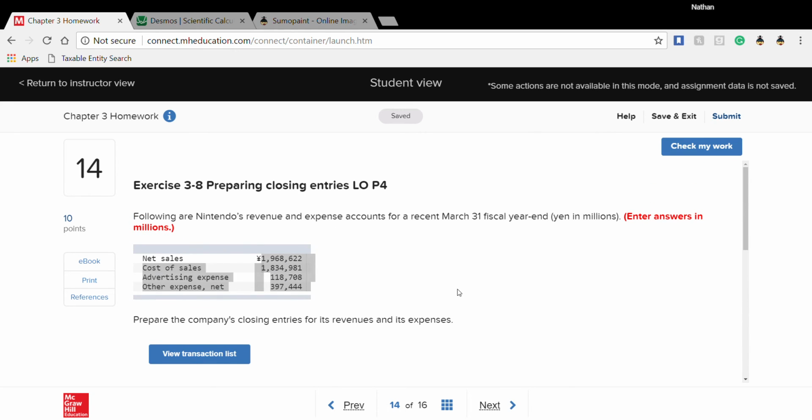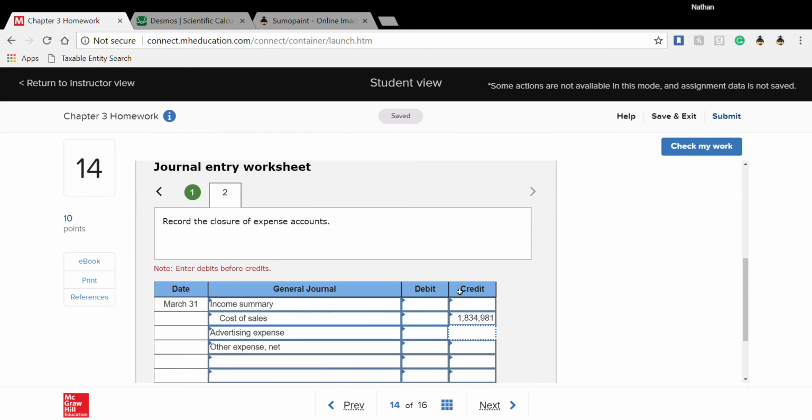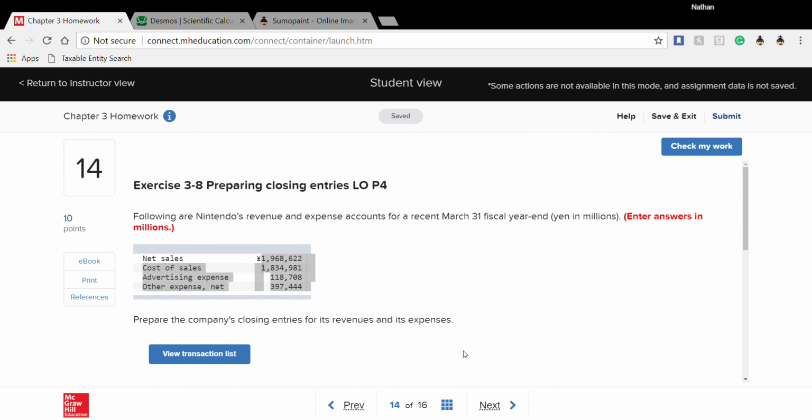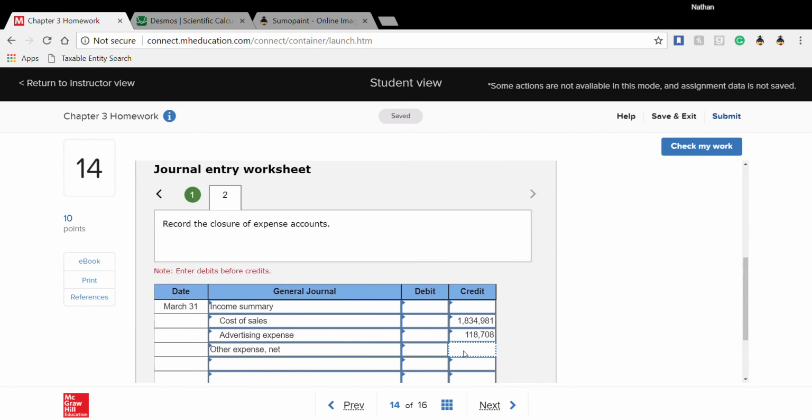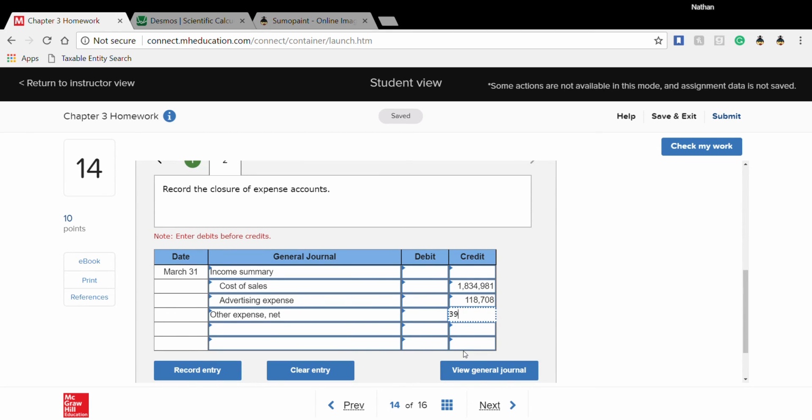Advertising expense is 118,708. Office expense is 397,444. And then with all those, we can add them up, and that will be your income summary.